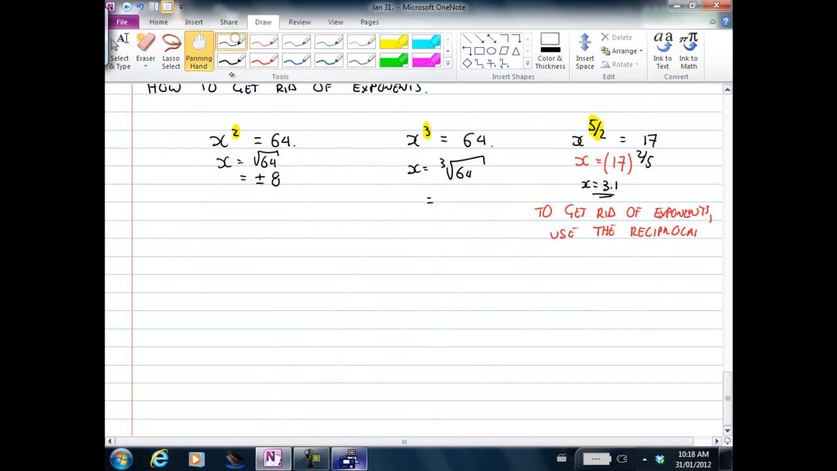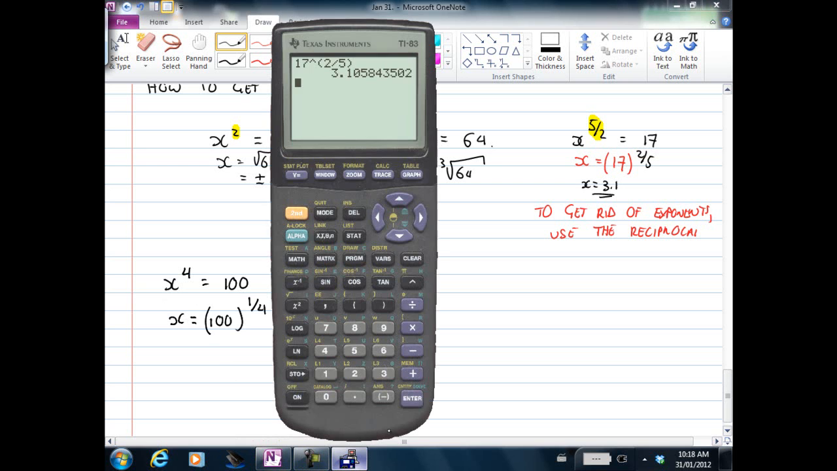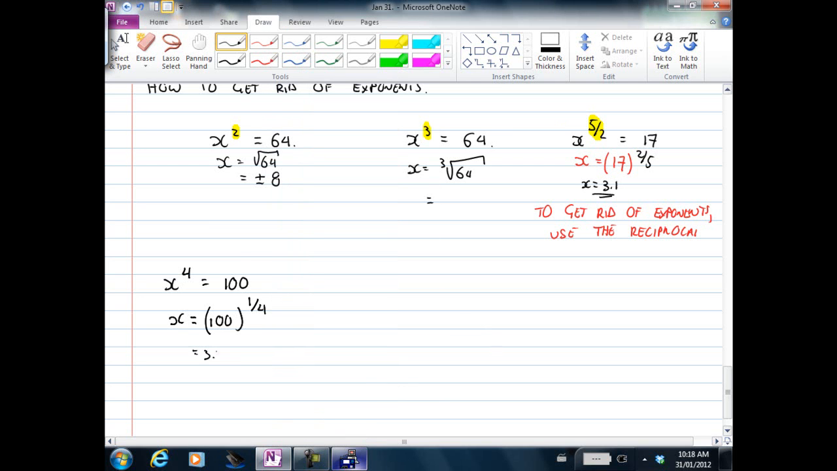Try this on your own. X to the power of 4 equals 100. Solve for x. This technique works with any kind of exponents you want. The moment you take a reciprocal of it, it gets rid of it. So x equals 100 to the power of 1 over 4. That's the same thing as saying the fourth root. So watch what we're going to do. 100 to the power of 1 divided by 4. Bada bing, bada boom. So the answer is 3.16.